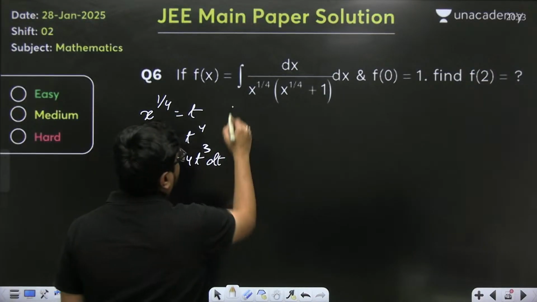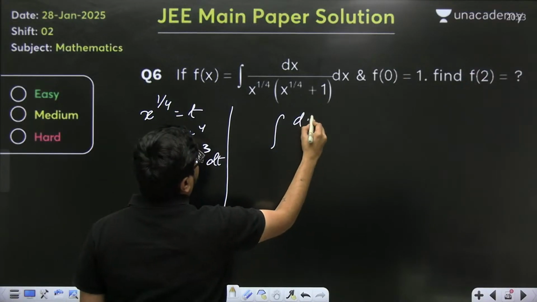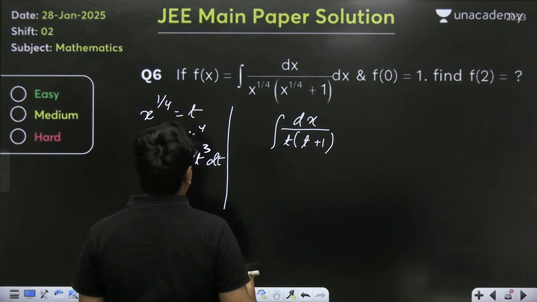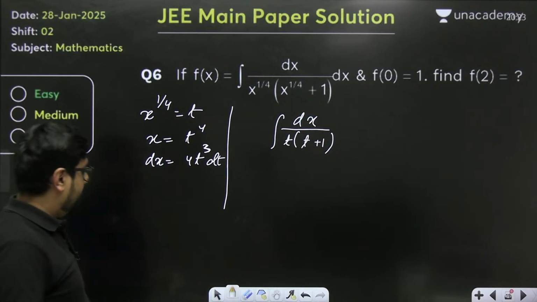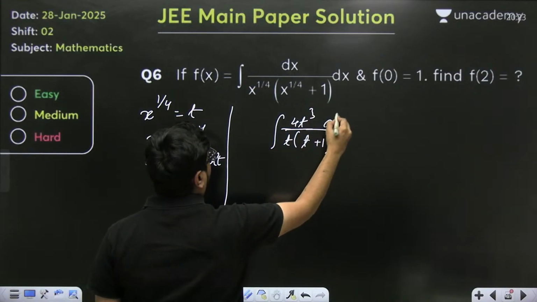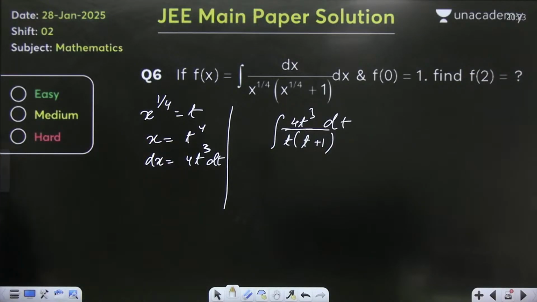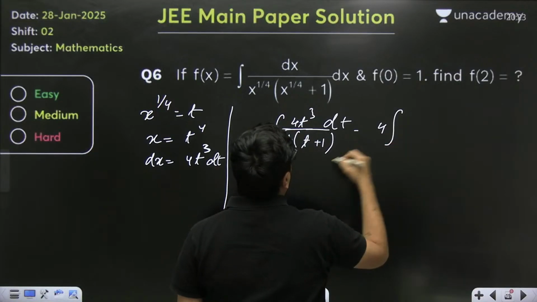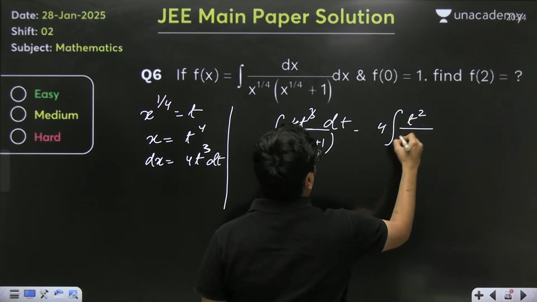Correct? Now this will become the integration of dx upon t into t plus 1, correct? And this dx will be 4t cube. Now you can move ahead with this. So 4 we can take out, and t will also cancel. We can take 4 out, and one t we can cancel. So t square upon t plus 1.